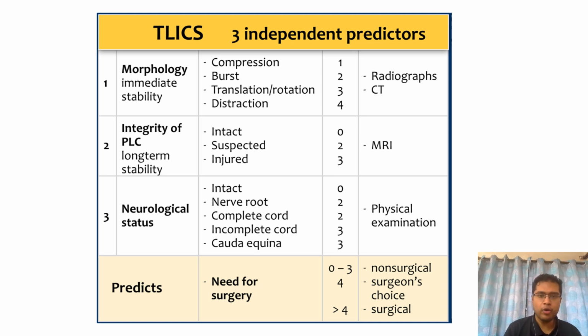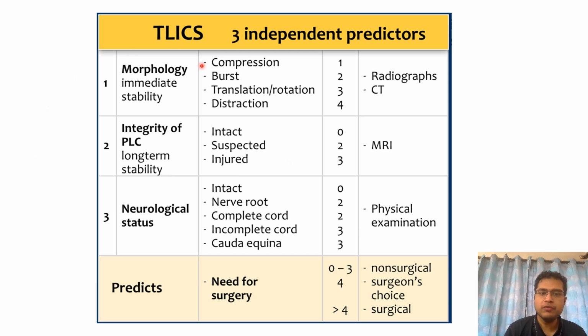So here the learning point is TLICS score, that is thoracolumbar injury classification score, which I have already discussed in detail in a video. Here we have three independent predictors: morphology of the fracture, integrity of the PLC, that is posterior ligamentous complex, and the neurological status, which is assessed on physical examination clinically, which predicts the need for surgery.